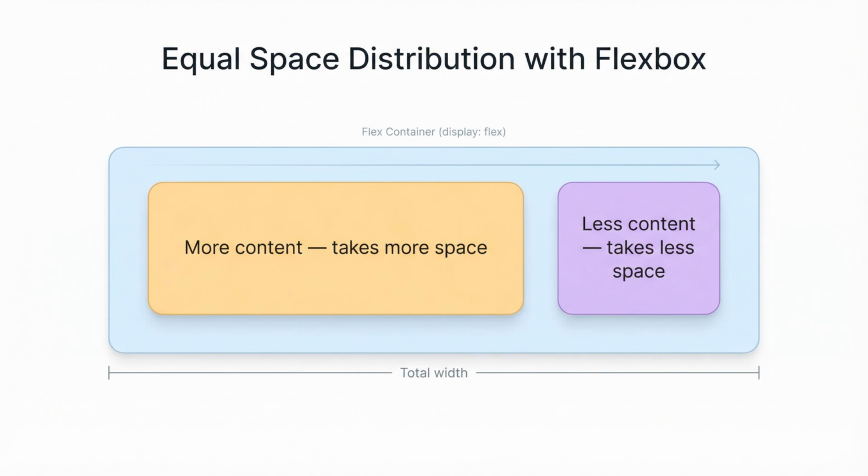Once you apply Flexbox, the elements line up, but that doesn't automatically mean they share equal space. If one div has more content than the other, it will naturally take up more horizontal space, while the smaller one takes less. The total width is divided unevenly based on content size.